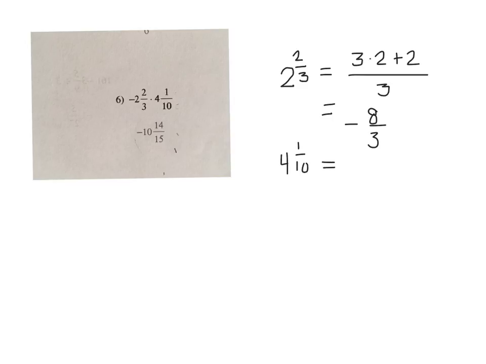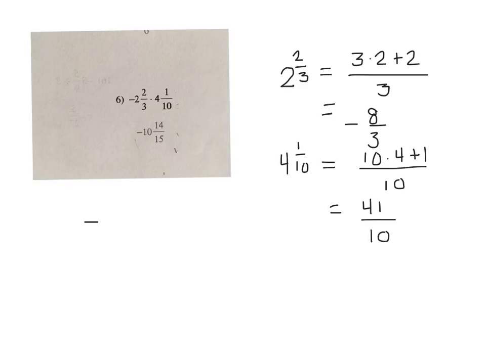So once again, to find the top number of our improper fraction, we take what's on bottom, 10, times what's in front, 4, and add the numerator and put it over our original denominator. 10 times 4 is 40, and 40 plus 1 is 41. So we get 41/10. This time, though, we're multiplying.